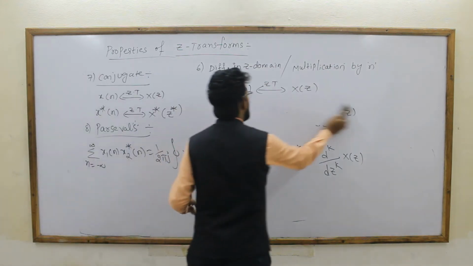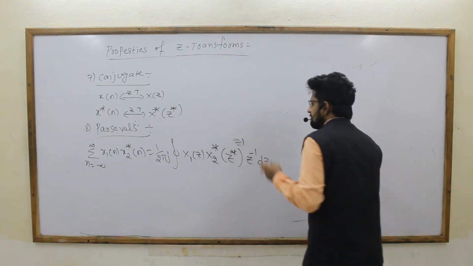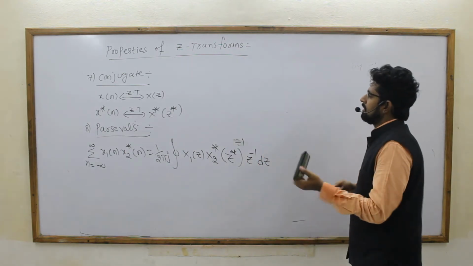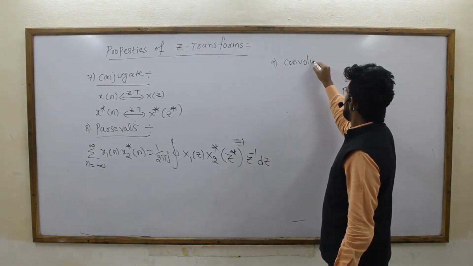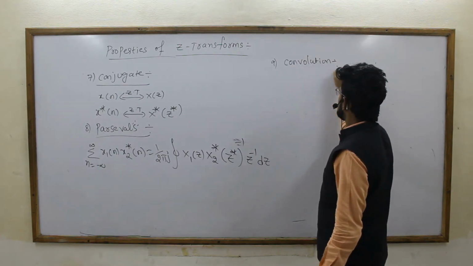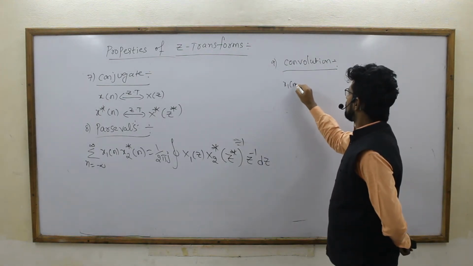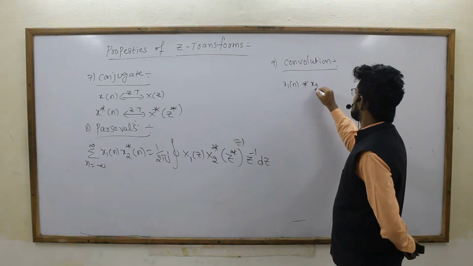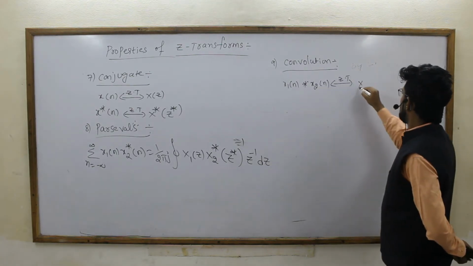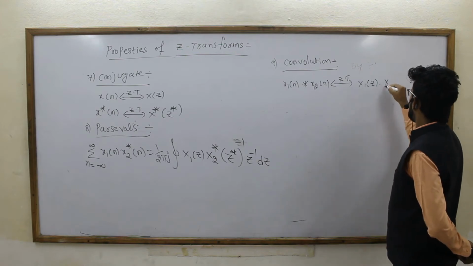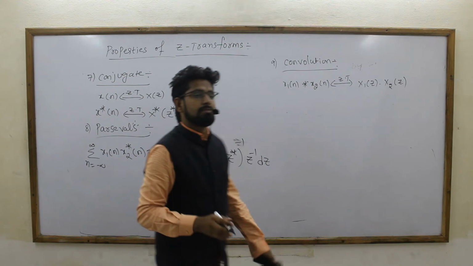Now, next we'll go to the next property, which is the convolution property in Z transform. If two signals x1 of n is convolved with x2 of n, they are going to be multiplied in frequency domain. This is the convolution property.